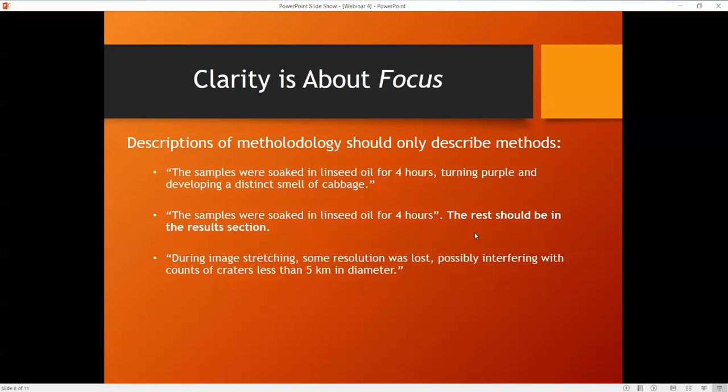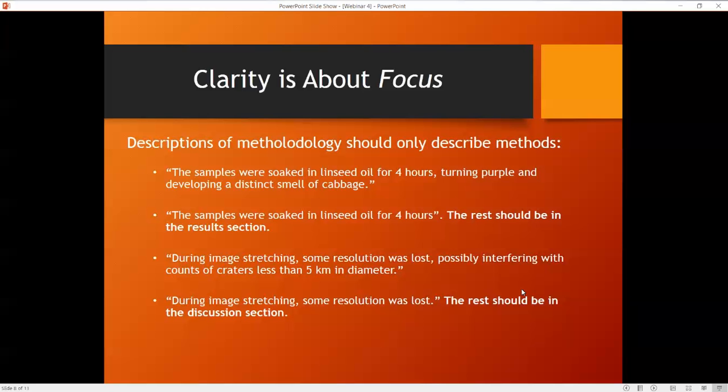Okay, here's a second one. Now this is a bit more common, because some people find it difficult to distinguish two parts of this sentence. During image stretching, some resolution was lost, possibly interfering with counts of craters less than 5 kilometers in diameter. Now, this one is really easy to do because it's an explanation of that. It does, in fact, logically belong in this sentence, but once again, only if you don't have to have methodology and a discussion section.